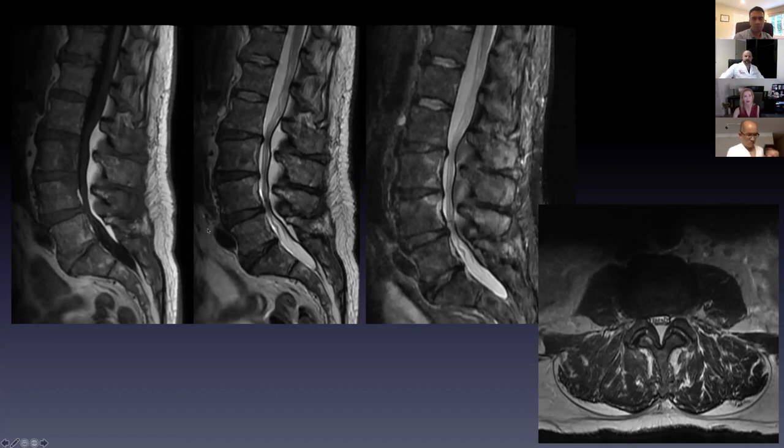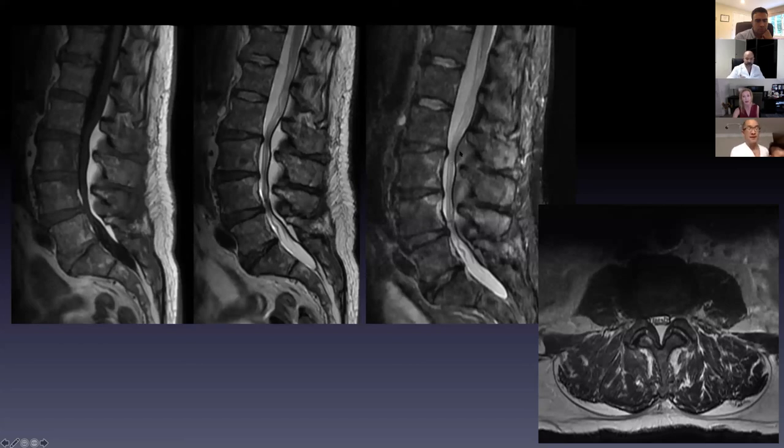So they have a normal alignment. They don't have much degeneration. They don't have any big disc bulges, and yet, on the sagittal T1, you can see how narrow their thecal sac is, especially at the bottom. They don't even have congenital stenosis. So all this on the sagittal T1, this white stuff in the back is all epidural fat. So T1 hyperintense, just like the sub-Q fat, T2 hyperintense.